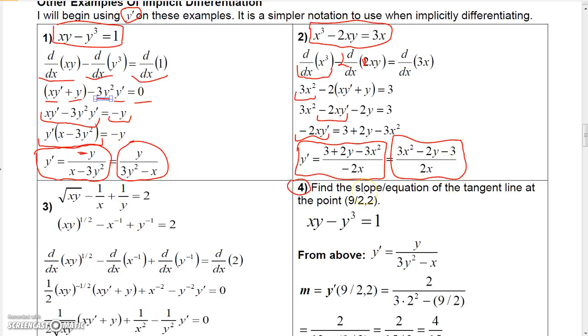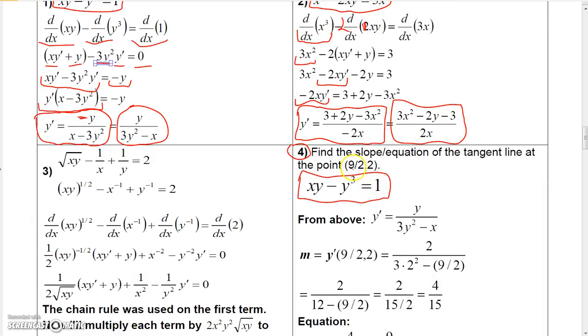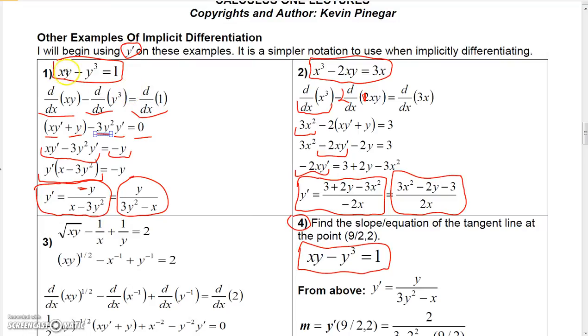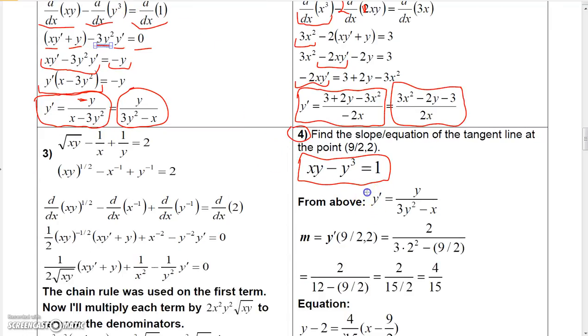Number 4 says find the slope and the equation of the tangent line at the point (9/2, 2) for this graph. Well, first of all, let me just let you know that I gave you both an x and y value here. And if you actually plug this x and y value into this equation, you'll see it gives you a true statement. So the point (9/2, 2) is on this graph. Now, I know from up here I actually found the derivative was y over 3y squared minus x.